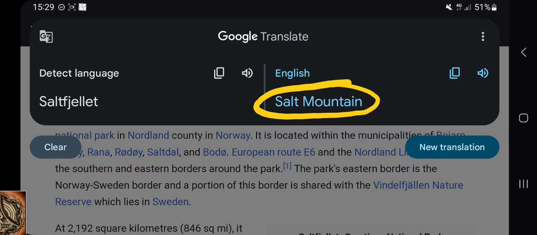The Salt Mountain. It's very interesting.